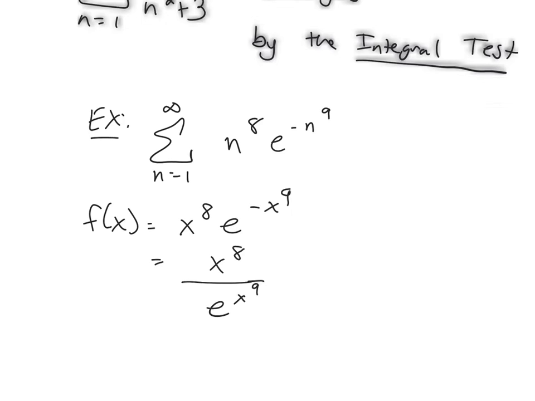Okay, so let's start with the positive. Is that positive? Yeah, the numerator is positive, the denominator will be positive. So this is positive on my interval 1 to infinity that I'm considering. What about continuous? Is the denominator ever 0? e to a power is never 0, okay? So this is going to be positive and continuous on this interval 1 to infinity.